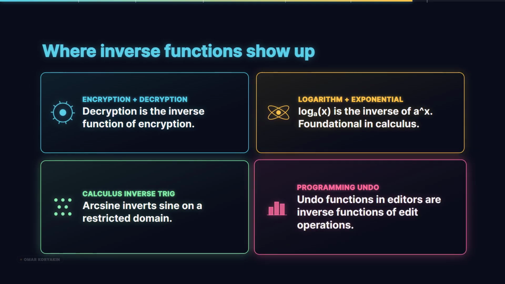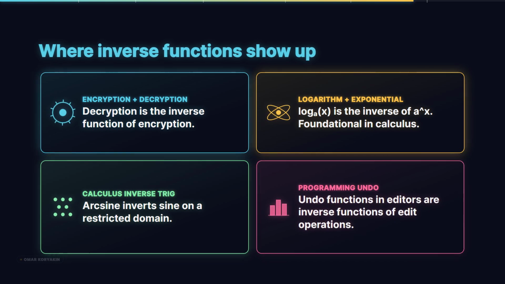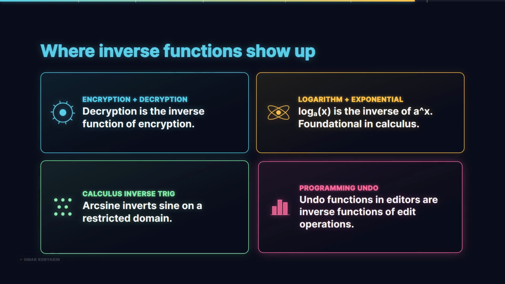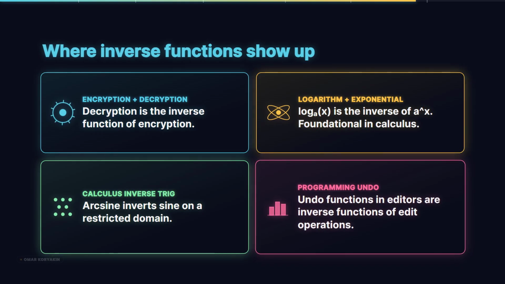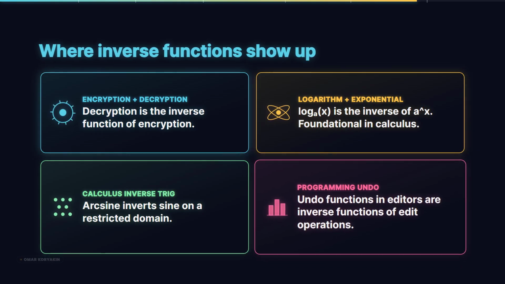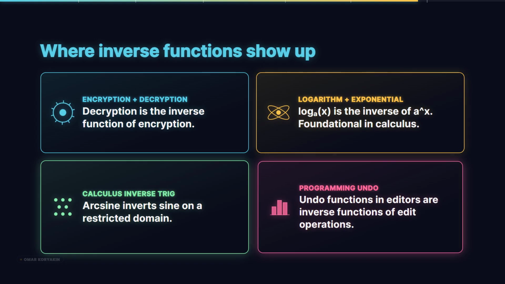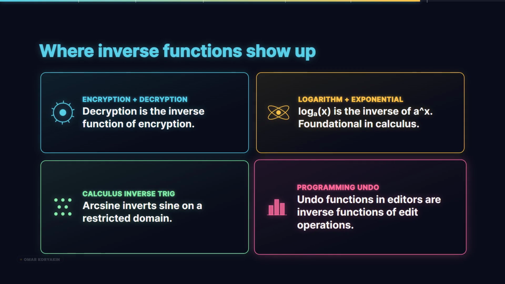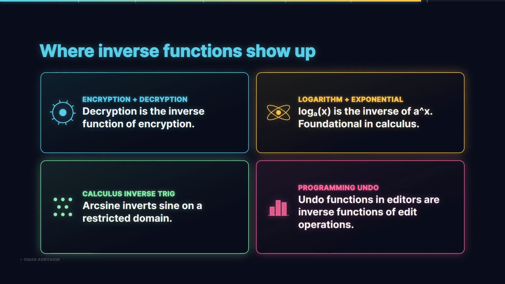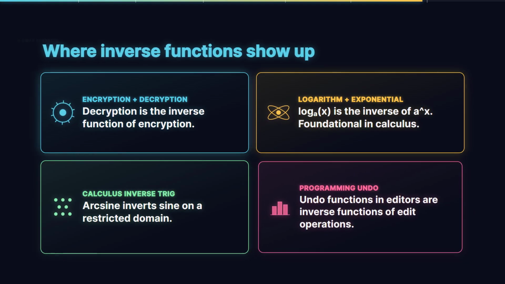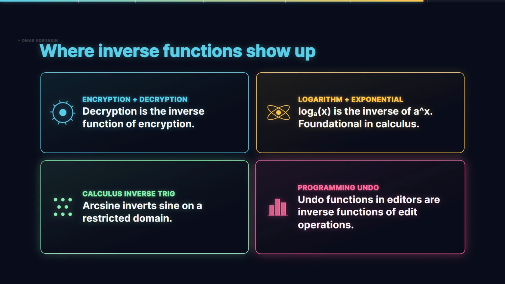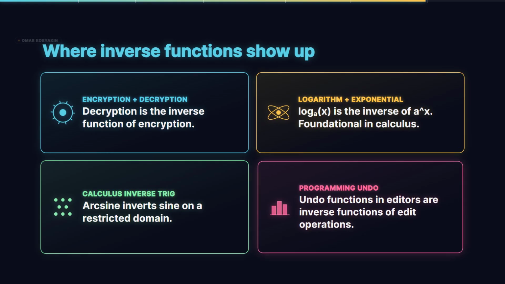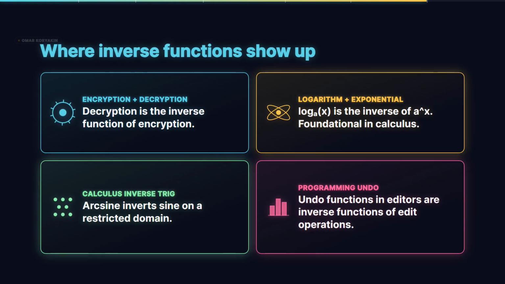In programming, every undo operation in a text editor, image editor, or version control system is essentially an inverse function. The forward operation modifies the document state in some way, and the undo operation applies the inverse modification to restore the previous state. Keeping a clean separation between forward operations and their inverses is a core software engineering pattern. The mathematical inverse function concept is the foundation that programmers borrow continuously.